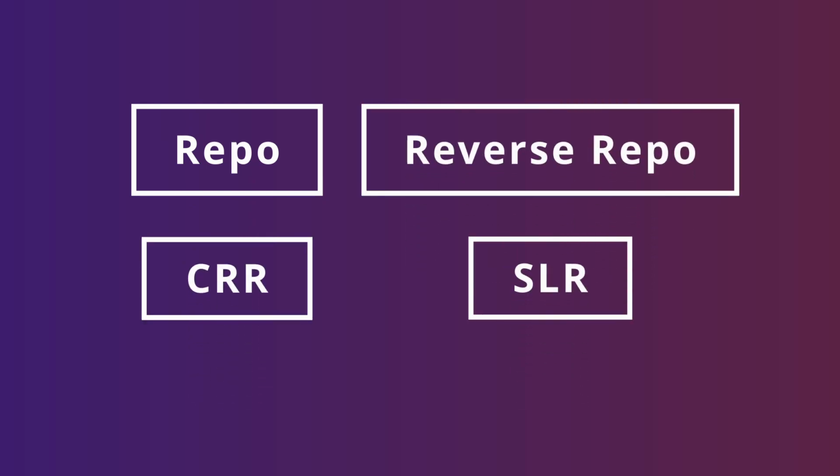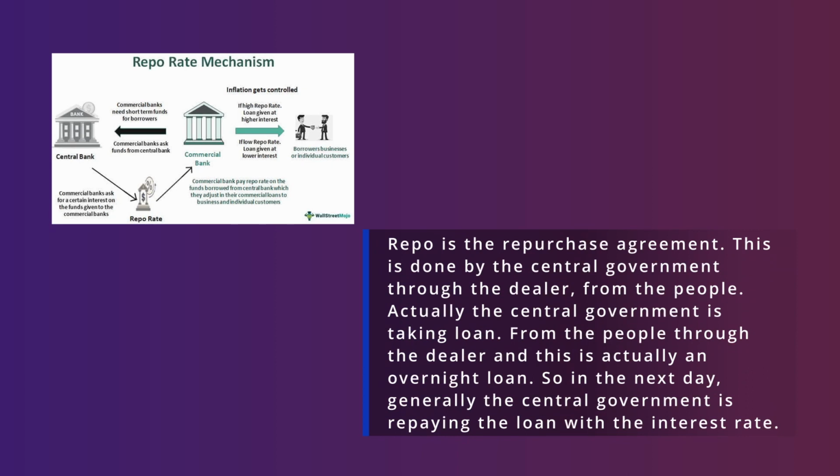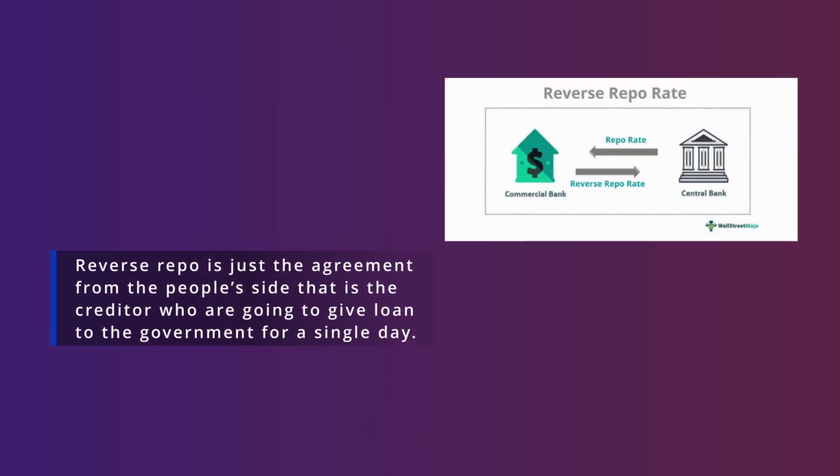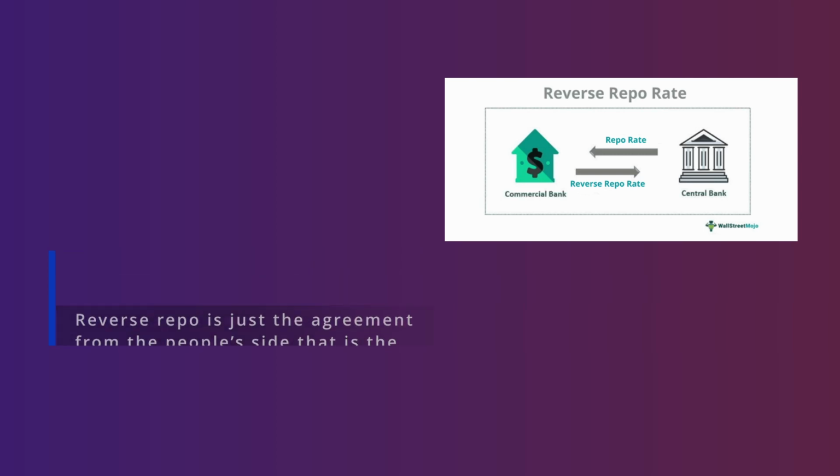So, let me explain them in short. First of all, what is repo? Repo is the repurchase agreement. This is done by the central government through the dealer from the people. Actually, the central government is taking a loan from the people through the dealer. And this is actually an overnight loan. So, the next day, generally the central government repays the loan with the interest. So, this is the repo. Now, come to reverse repo. Reverse repo is just the agreement from the people's side, that is the creditor, who are going to give a loan to the government for a single day. So, this is the reverse repo.